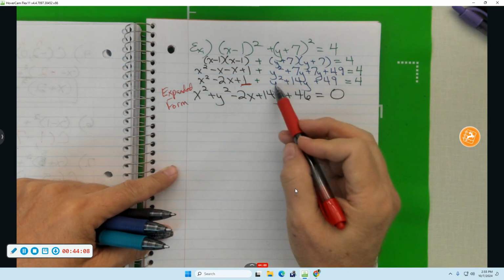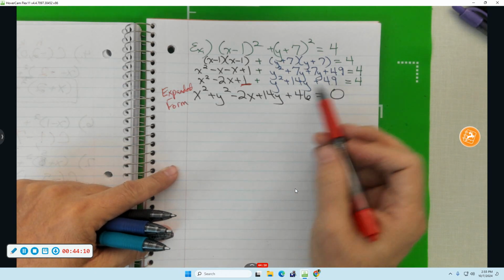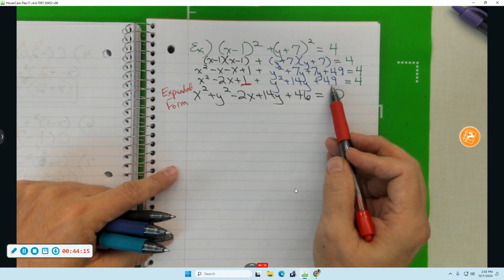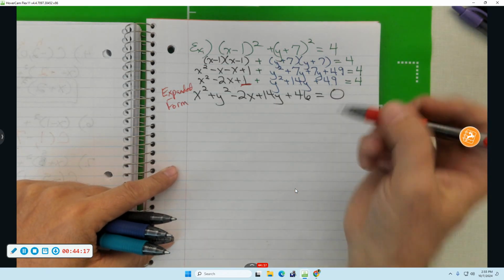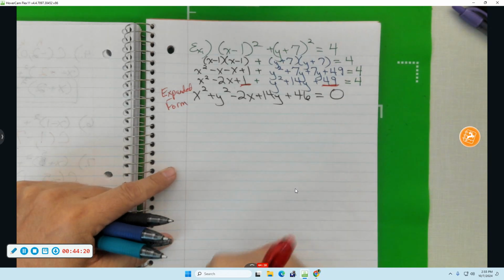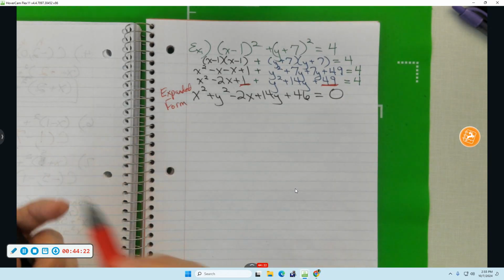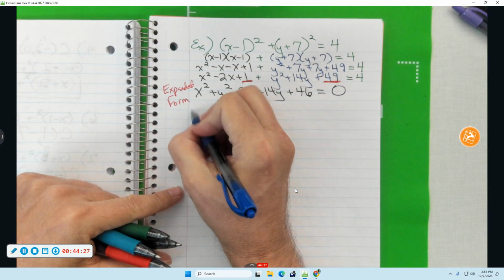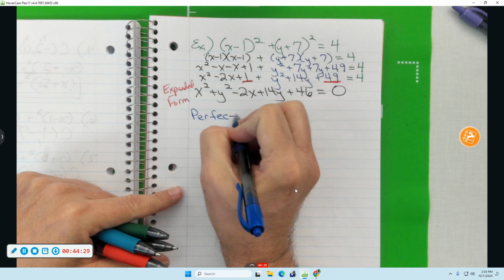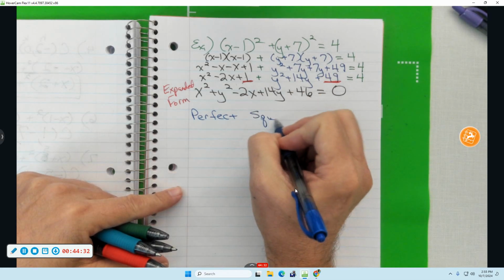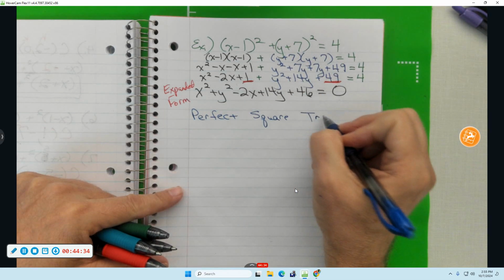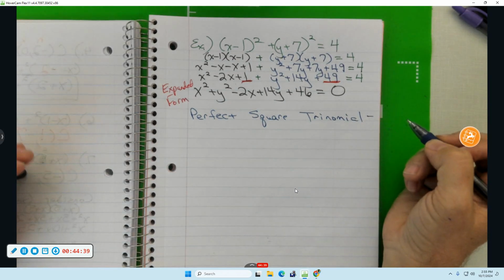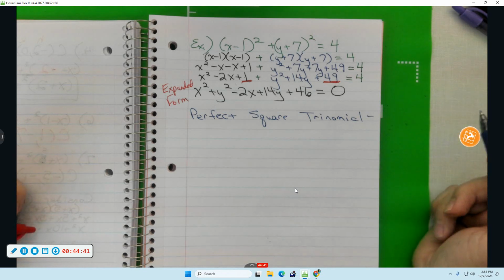What about that y squared plus 14y plus 49? You have the y squared plus the 14y, but do you see the 49? You're going to have to find that 49, okay? And to do that, we need to discuss perfect square trinomials. A perfect square trinomial factors as a binomial squared.